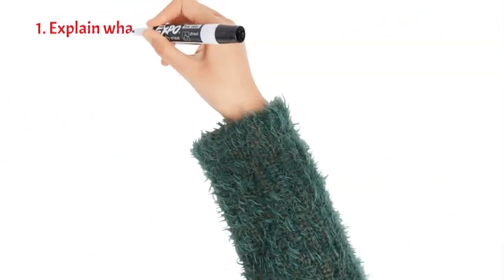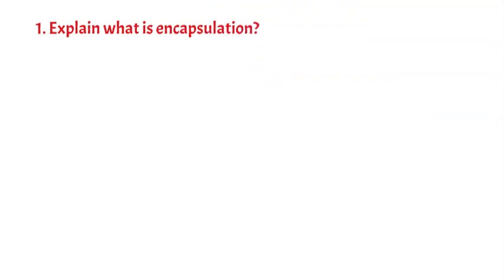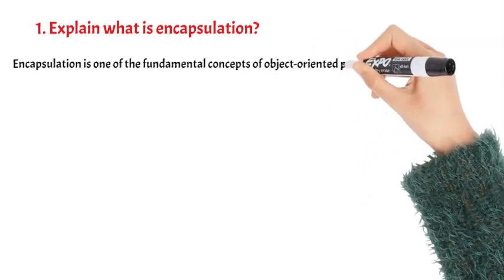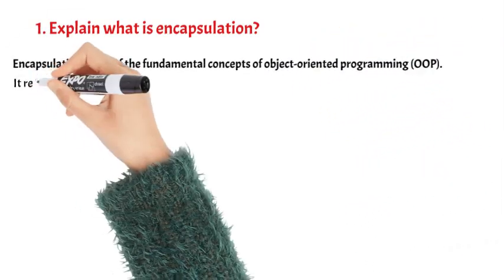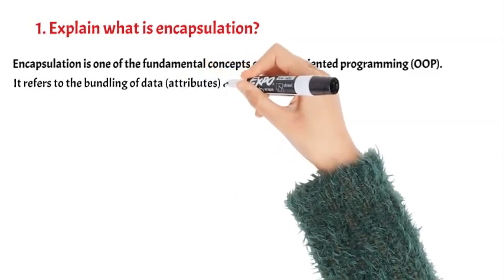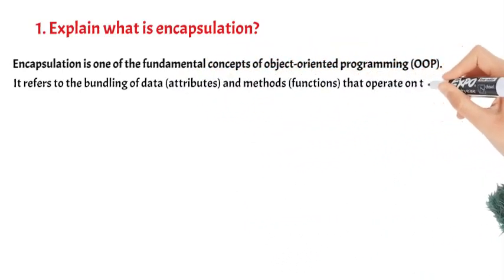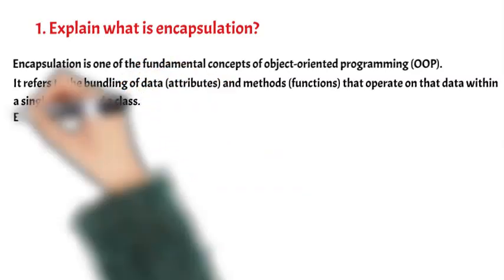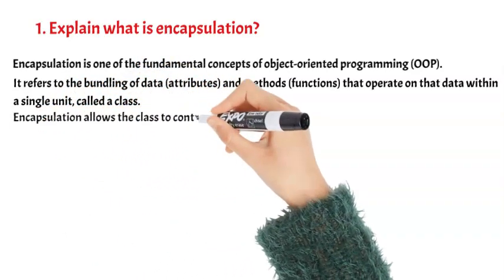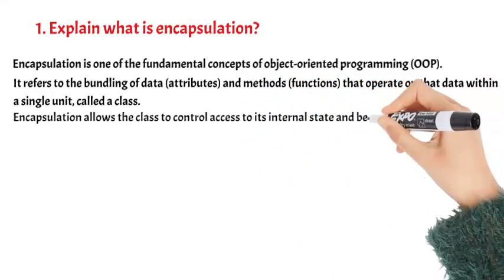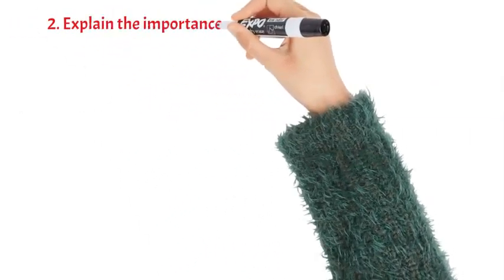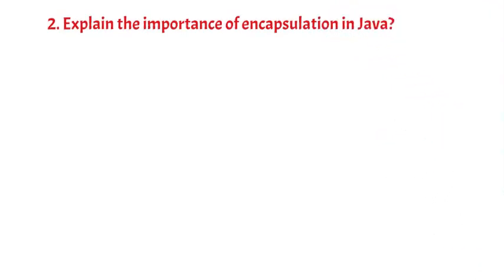1. Explain what is encapsulation. Encapsulation is one of the fundamental concepts of object-oriented programming. It refers to the bundling of data attributes and methods (functions) that operate on that data within a single unit, called a class. Encapsulation allows the class to control access to its internal state and behavior, providing a clean interface for interacting with the object.